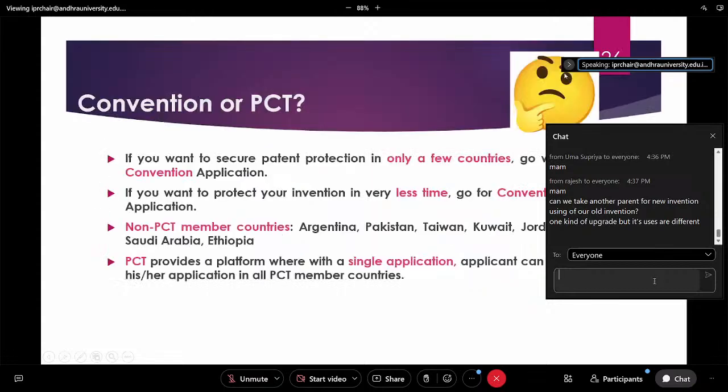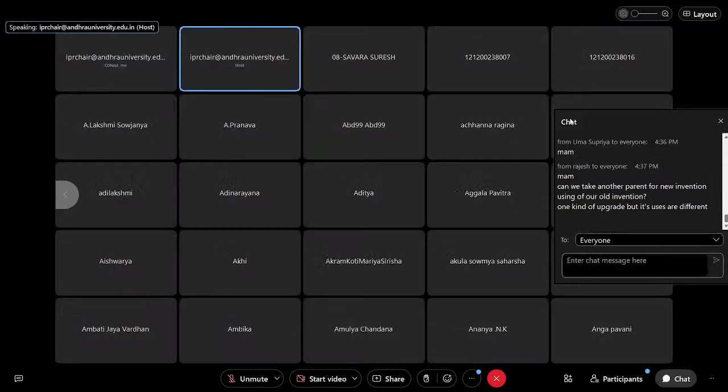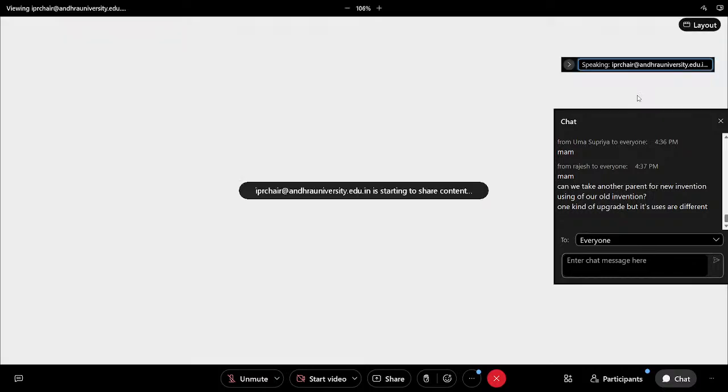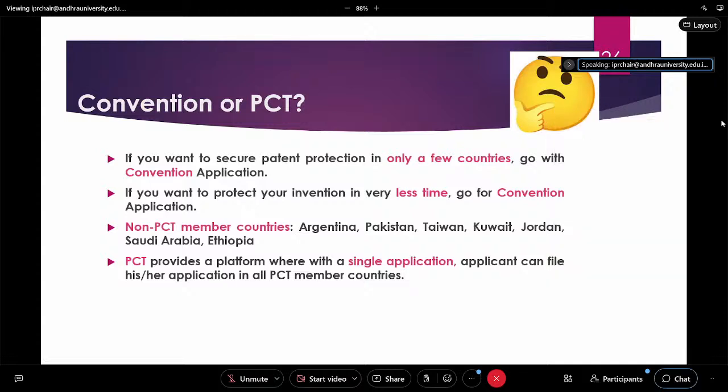Now, how do you decide which route you should take, convention or PCT? If you want to secure your patent application in only a few countries, you go with the convention route. You can choose them separately, as I told you, 3 or 4 countries. If you want to protect your invention in very less time, then go for a convention application.